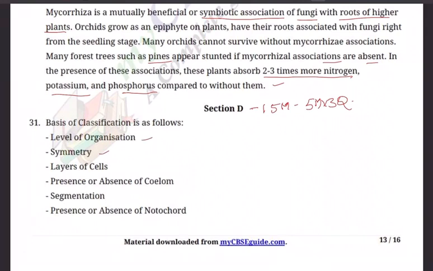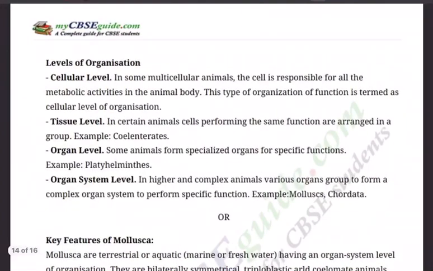So the basis of classification is the level of organization, symmetry of the animal or plant, and layers of cells during the embryonic stage. How many are there? Is it diploblastic or triploblastic? Then symmetry: is it symmetrical or asymmetrical? Presence or absence of coelom: is it coelomate or true coelomate, pseudocoelomate or acoelomate? Of course, metamerization, segmentation, and presence or absence of notochord. So these are the bases for classification.